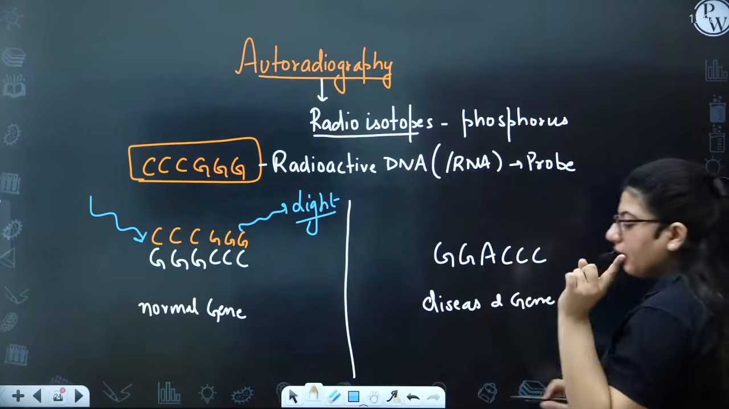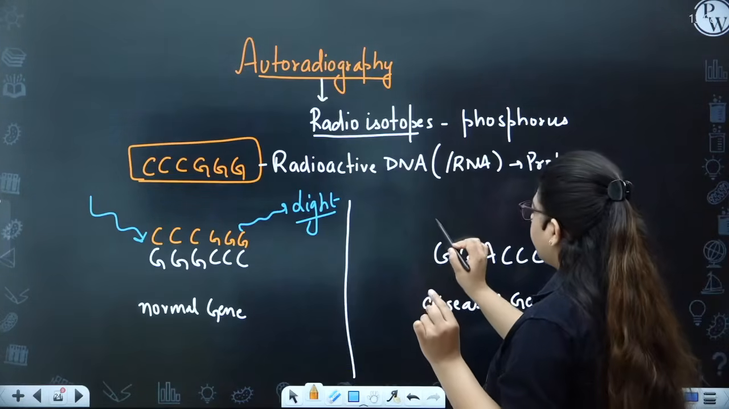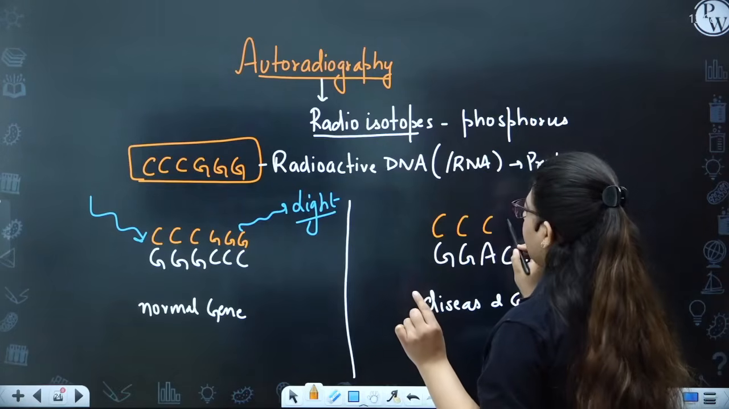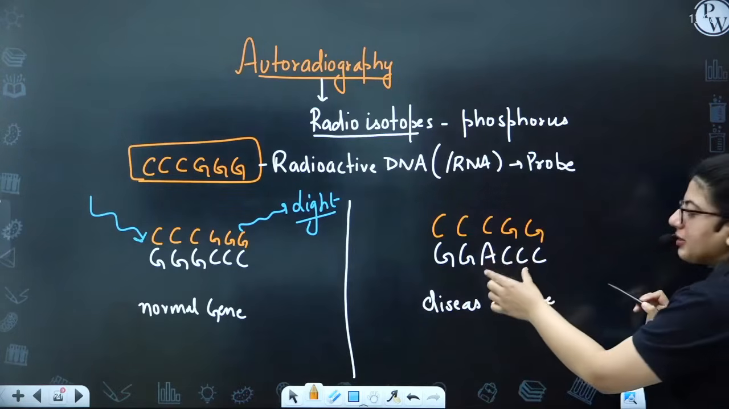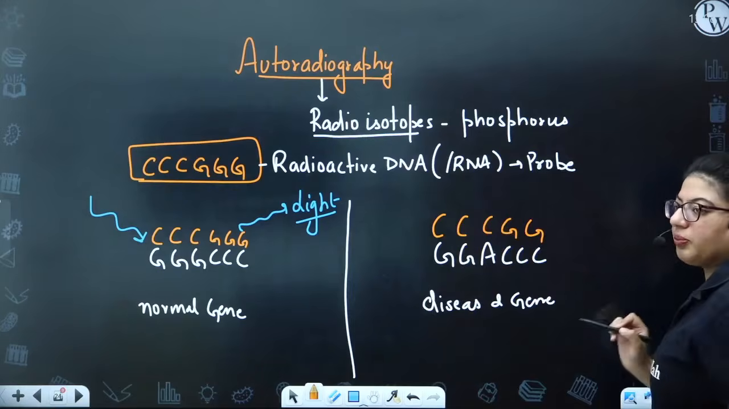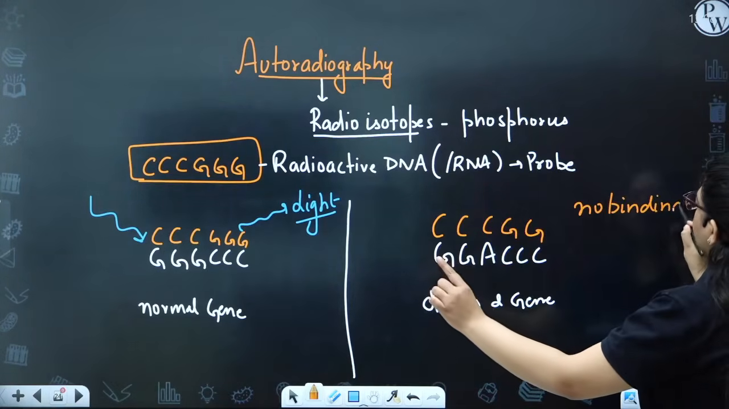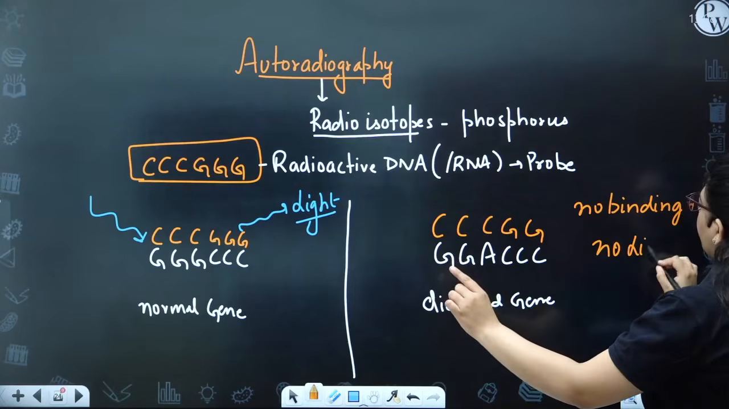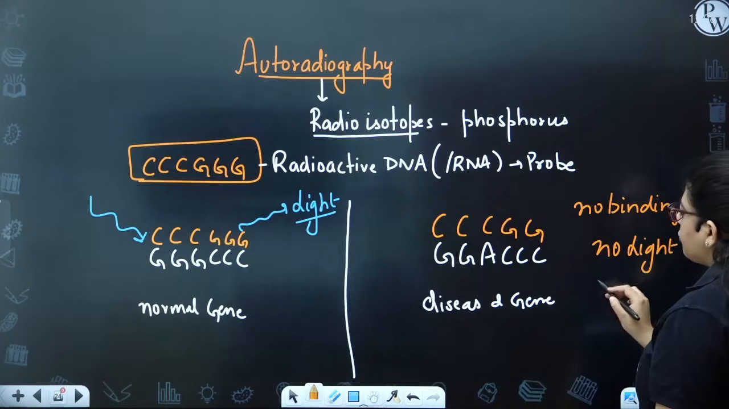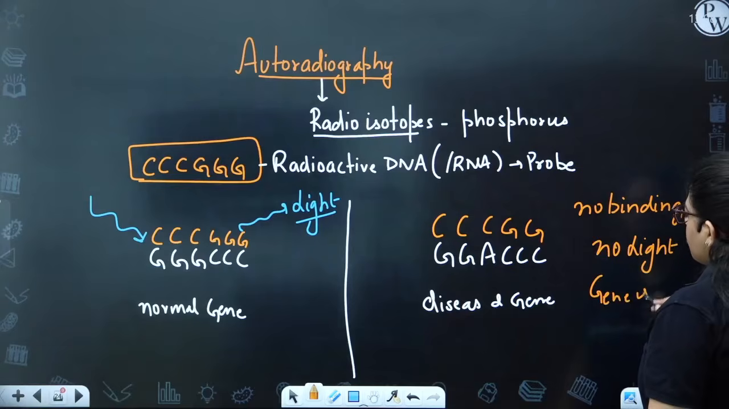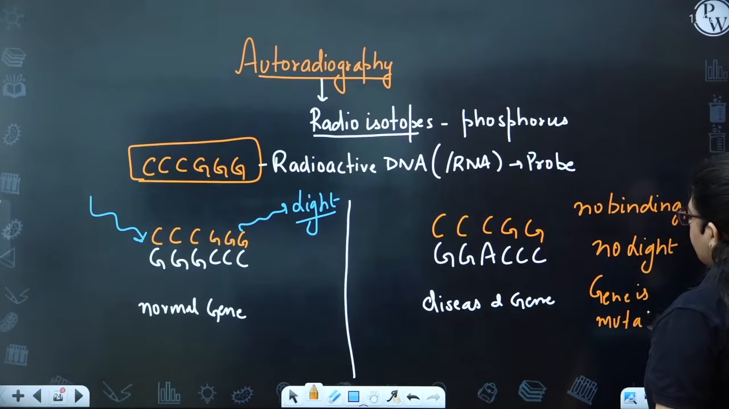The A is there. Now the probe will not be able to bind, right? Because the probe is CCCGGG. Can it bind easily? No. At the place of C, there should be T. So there will be no binding. If there is no binding, there will be no emission of light. And if there is no light, that means the gene is mutated. So this is how you can find out whether a gene is mutated or not.